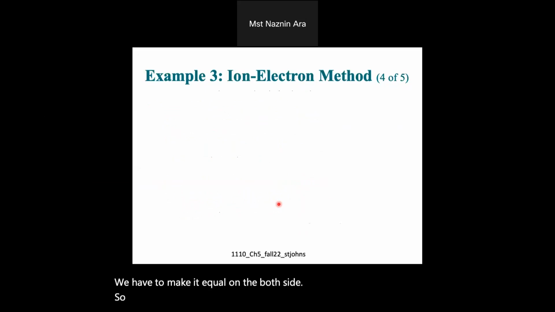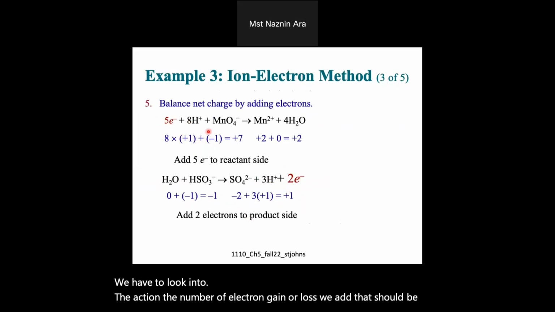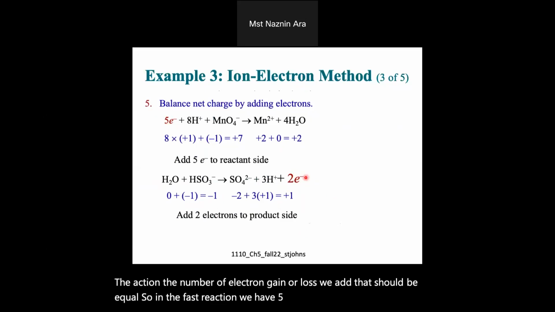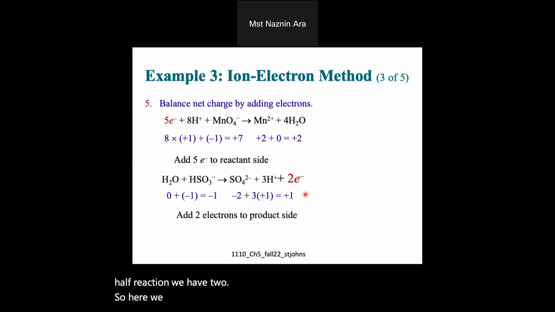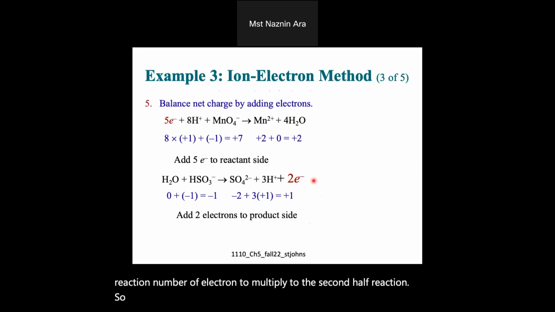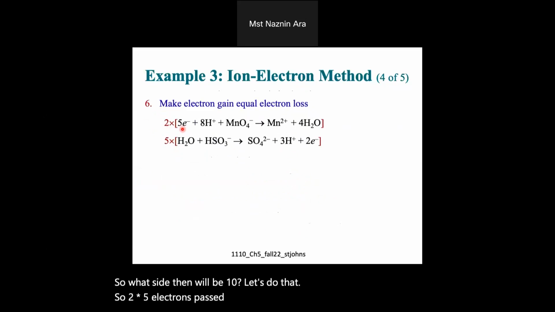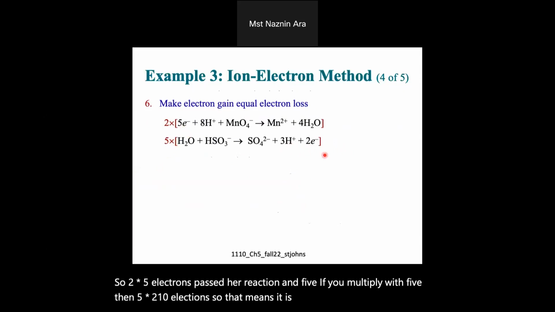So now we have to look at the number of electrons gained or lost in both reactions; that should be equal. In the first reaction we have 5 electrons, but in the second half reaction we have 2. So here is how we can do it. When we see odd and even numbers, the easiest trick is to swap the numbers. Take the second number of electrons to multiply the first half reaction, and take the first half reaction's number of electrons to multiply the second half reaction. So both sides will be 10. Let's do that. 2 times 5 electrons in the first half reaction, and 5 times 2 in the second, so 10 electrons. Now the number of electrons gained and lost is equal.